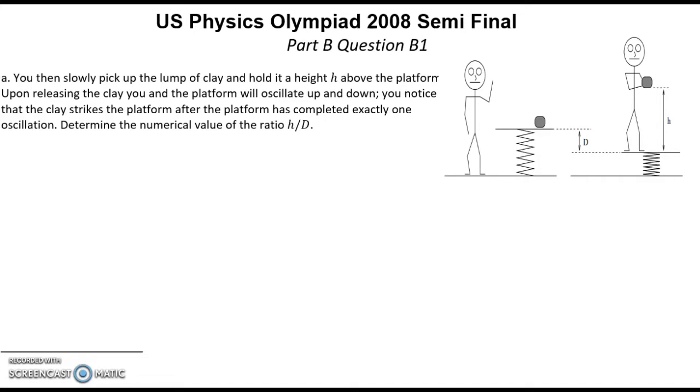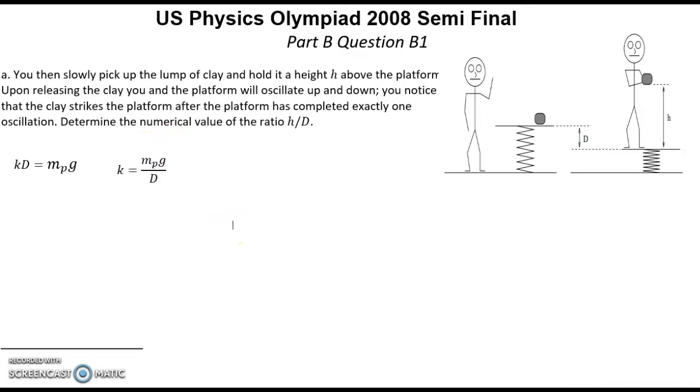So first let's write an equation connecting distance d and other parameters. So we have kd equal mp multiplied by g. This is from our first assumption. And after that we can say that constant k equal mpg over d.